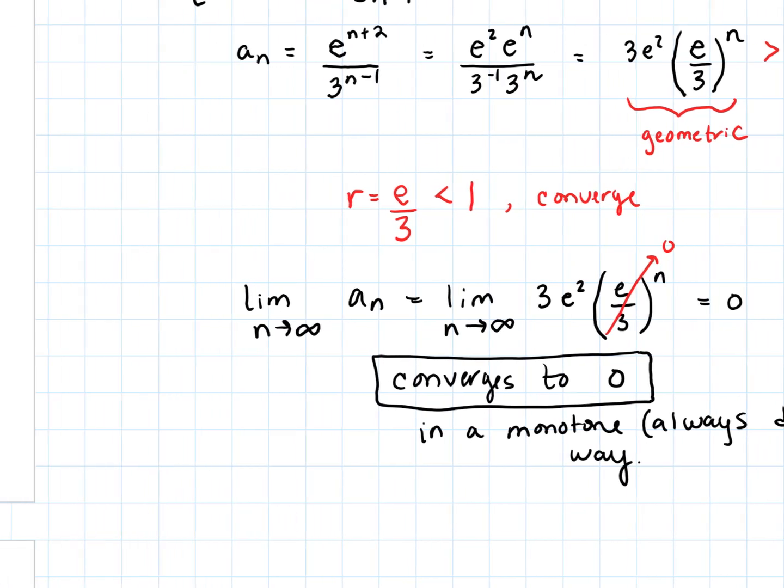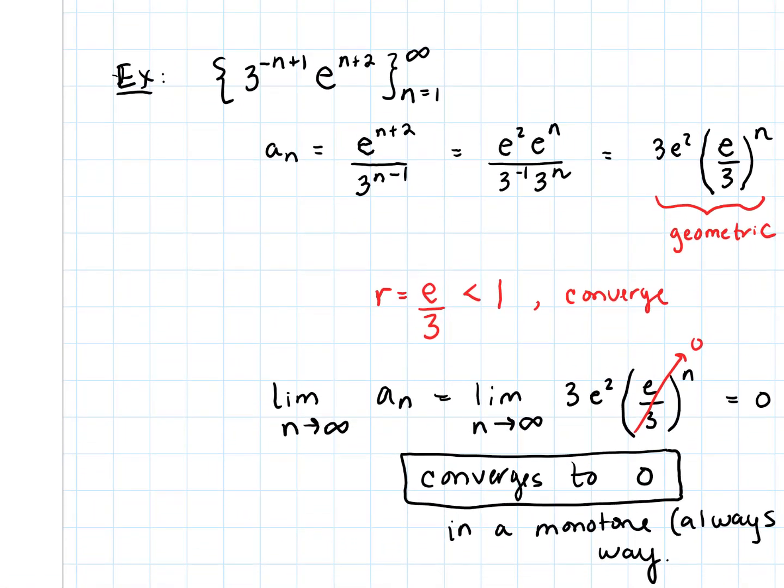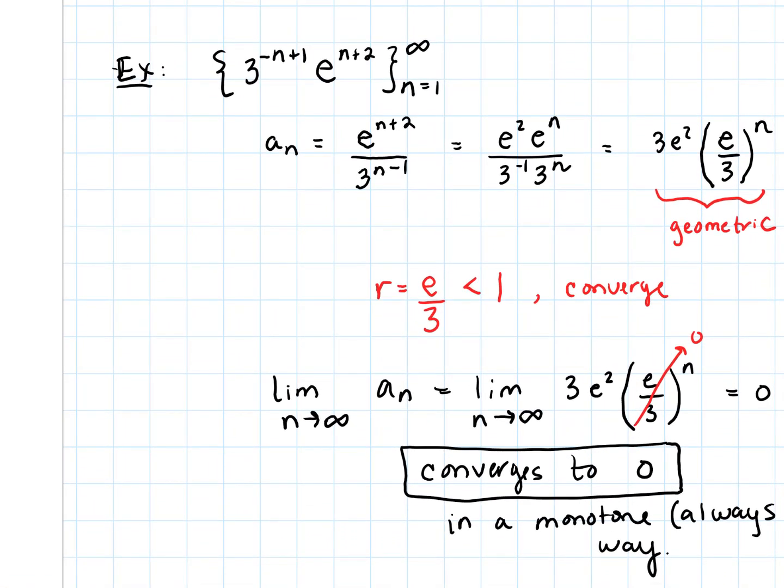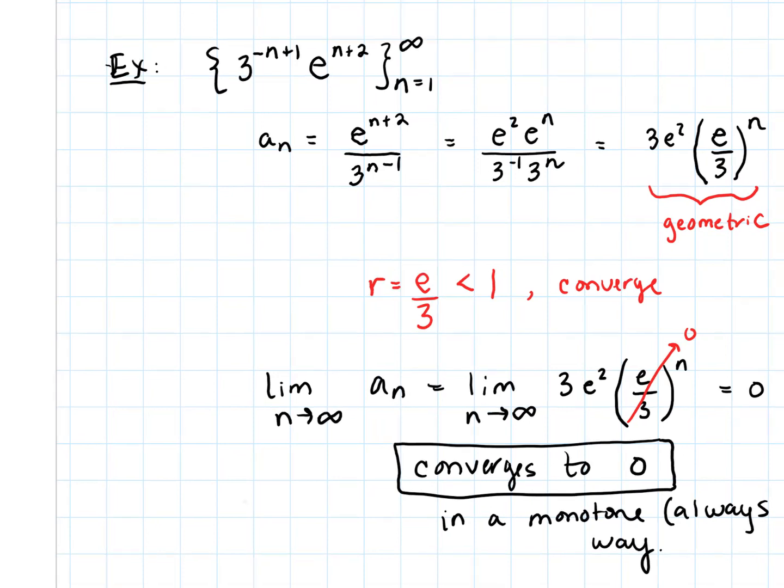So that's just two little examples where we talk about that language, one that oscillated and one that converged in a way that was actually monotone.